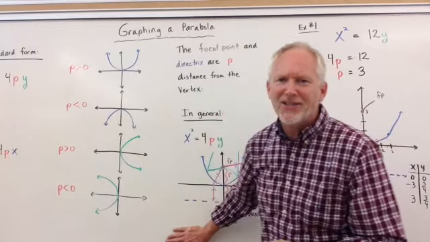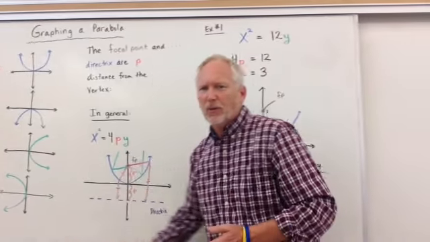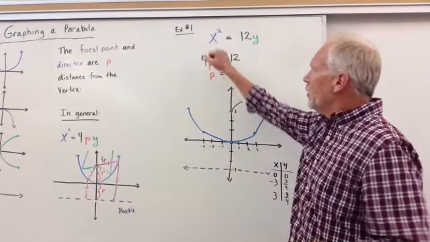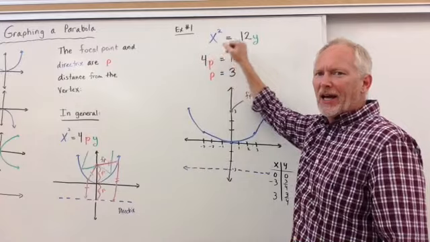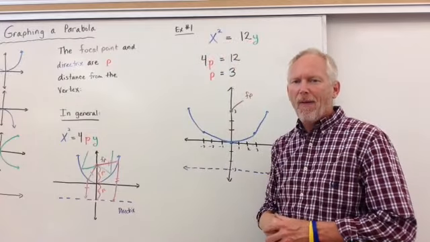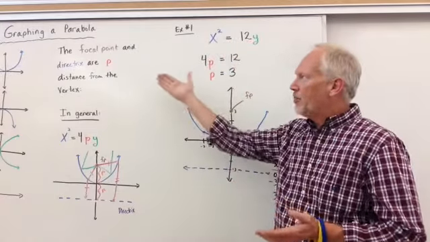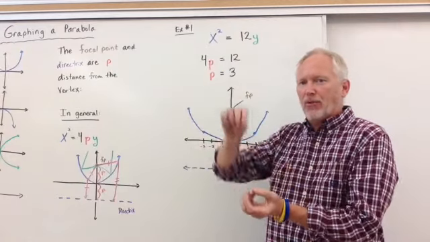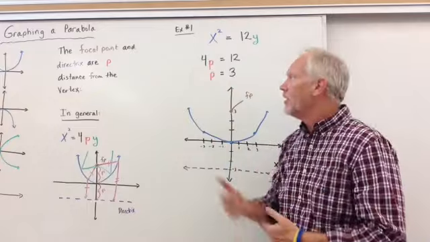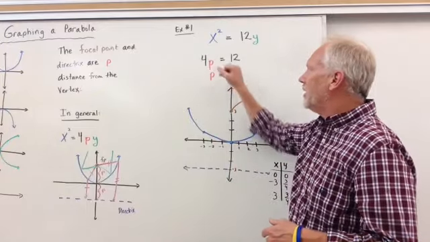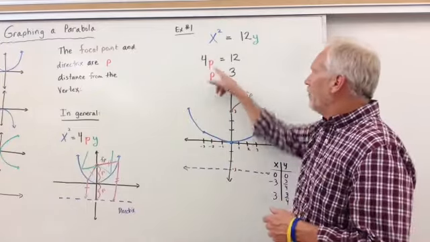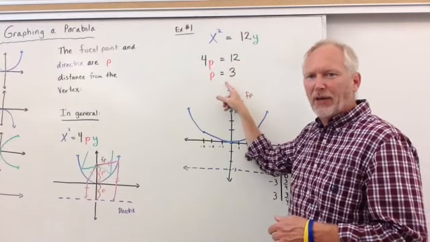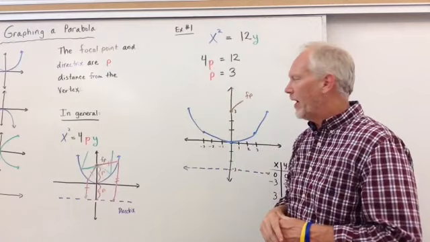All right, let's look at an example. How do we do this? So what do we do when we're drawing these things? Well, example number 1 says we've got x squared equals 12y. So we need to find that p distance from the vertex to establish our focal point and our directrix. So we set 4p equal to 12, and if we divide by 4, 12 divided by 4 is 3. So we get p distance away.